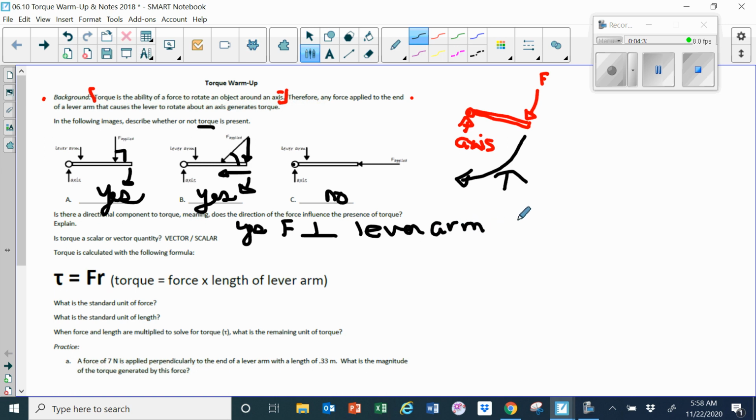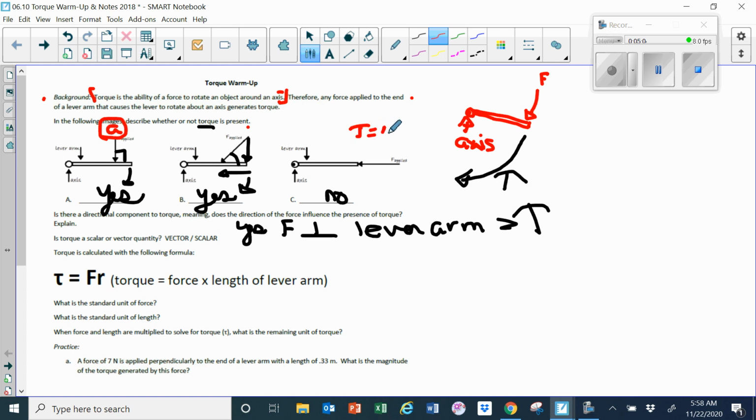The greatest torque, the greatest tau. Tau is the Greek letter for torque. So if you really want to generate the greatest torque, you want case A. Right here, that's the greatest torque. This would be the next, and then there would be the torque here. This would be the middle case, and this would be a torque of 0.